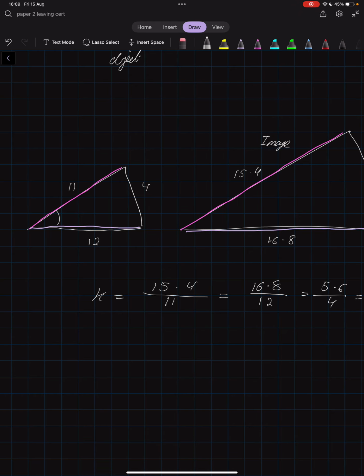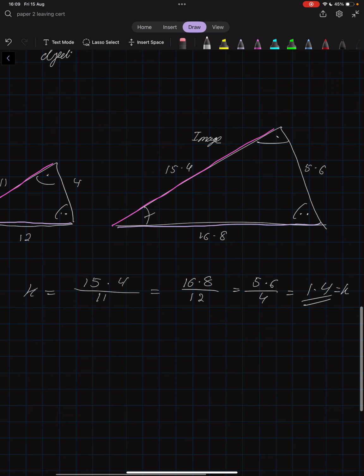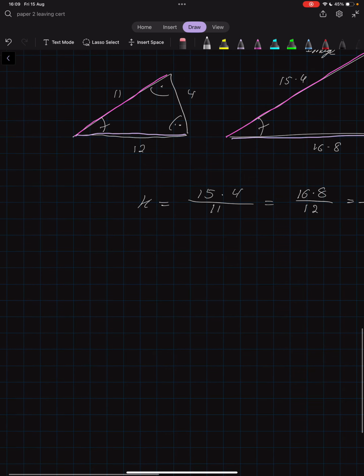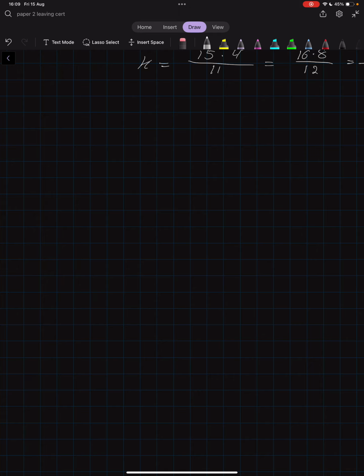Because it's an enlargement, all you're doing is getting the size different. So all the angles stay the same. So this angle is this angle. This angle is this angle. And this angle is this angle. So everything that we did about similar triangles in the last video in geometry is still applicable.